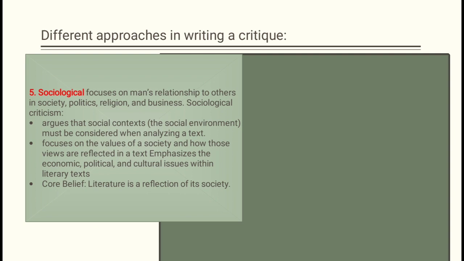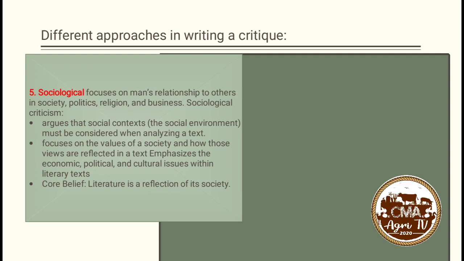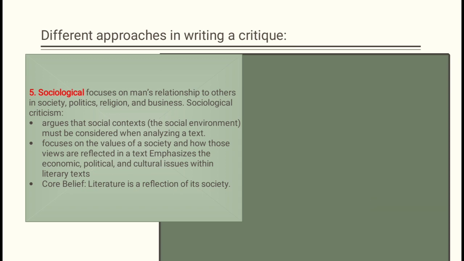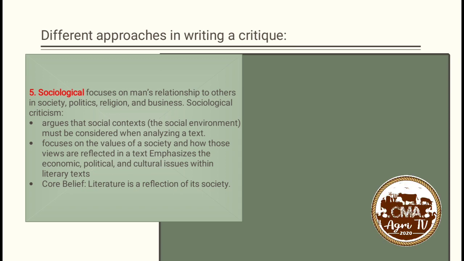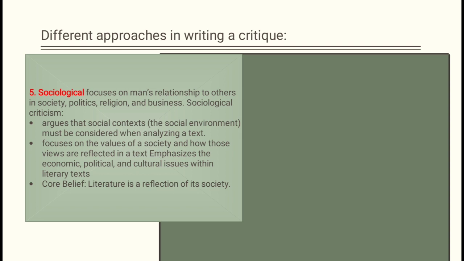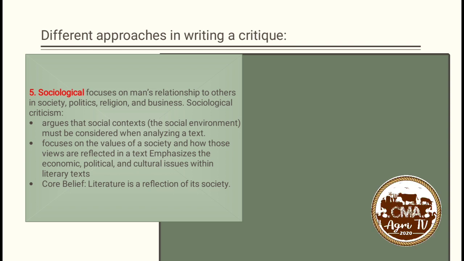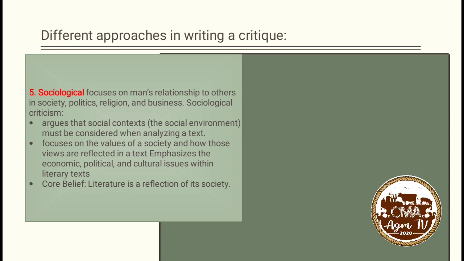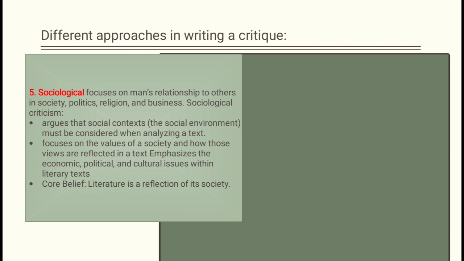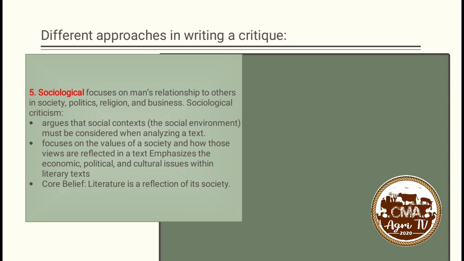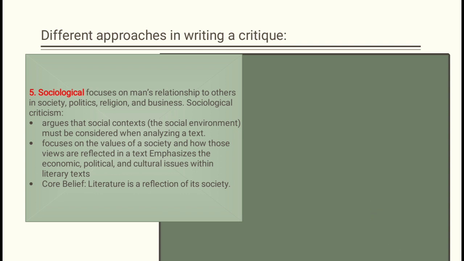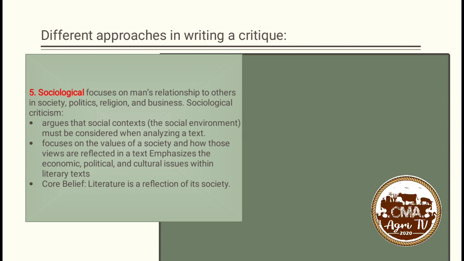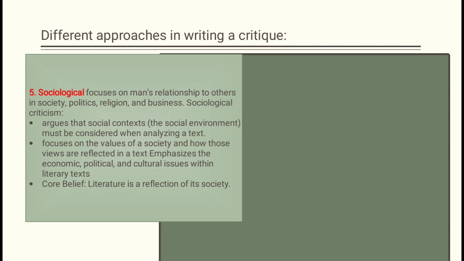The fifth one is sociological. When we say sociological, it focuses on man's relationship to others in society, politics, religion, and business. Sociological criticism argues that the social context or the social environment must be considered when analyzing a text. And that is correct, class. We have to deal with the social environment. What happened to the character? So therefore, the environment has something to do with it.